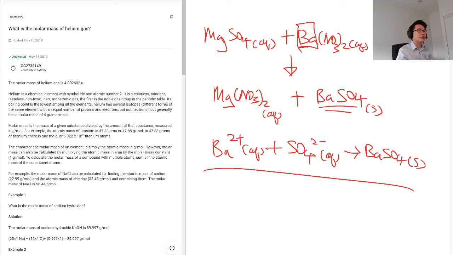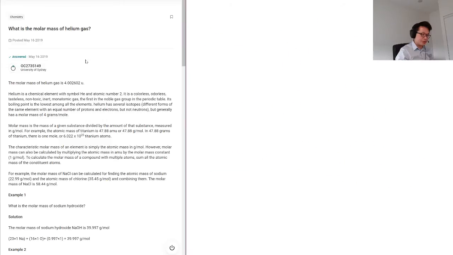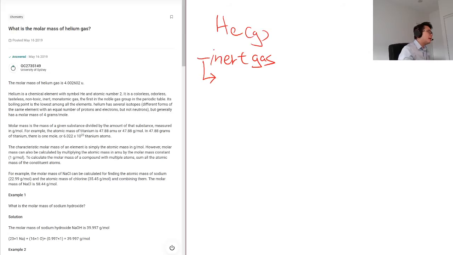Okay, so what is the molar mass of helium gas? This is very similar to looking for the molar mass of iron in the previous question. So first of all, helium gas. Let's look at helium. Helium is He, a gas. It's an inert gas. You can also call it a noble gas. Up to you which name we use. So we are going to find the molar mass.